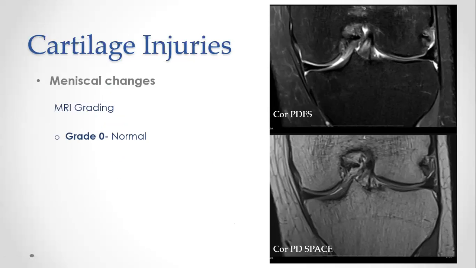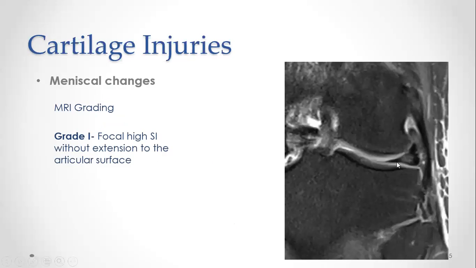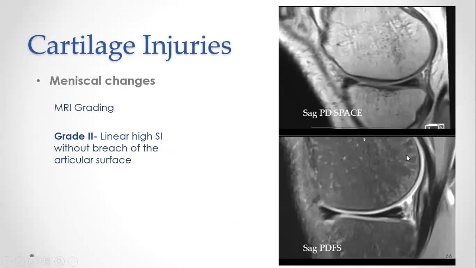We start with the menisci. There's a grading system for meniscal changes. Grade 0 is when the meniscus is homogeneously hypointense with no signal change. Grade 1 is when you see signal change in the meniscus, but that signal change does not breach the articular surface. So this is grade 1 signal change of the meniscus. Grade 2 signal change is when you see linear signal change in the meniscus. Again, no breach of the articular surface.